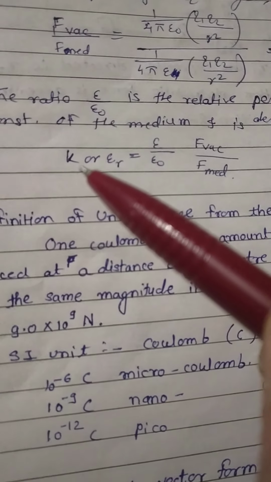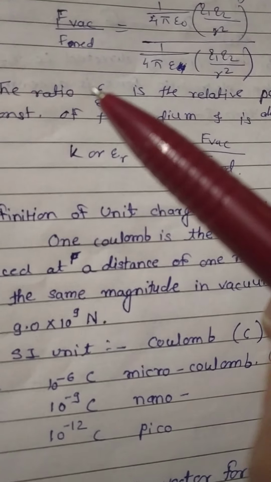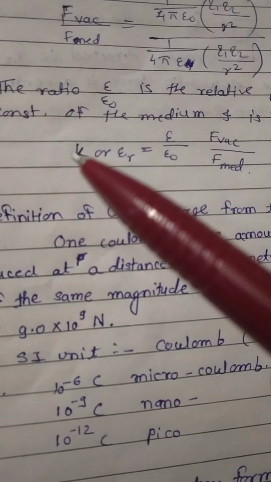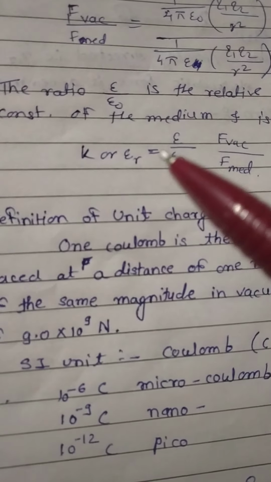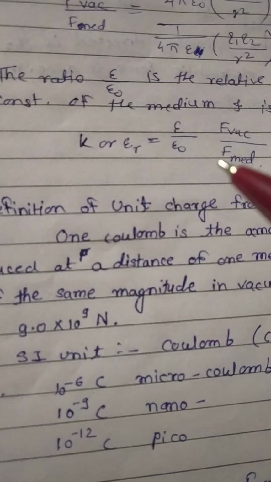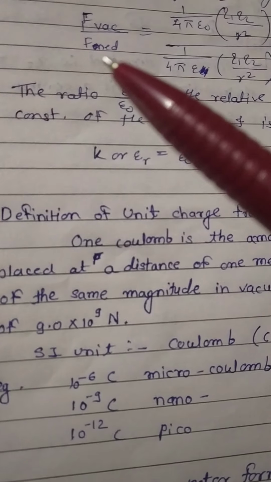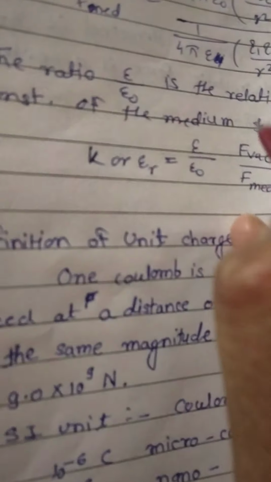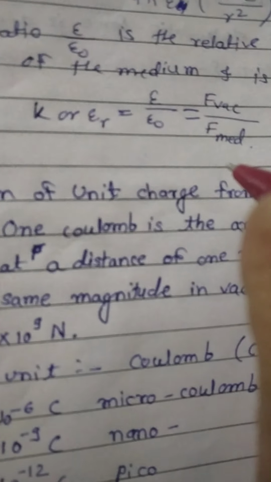So we get here what K is in scalar Coulomb's law. This proposed constant K is epsilon upon epsilon naught, also written as epsilon R. So the dielectric constant is equal to epsilon upon epsilon naught. So epsilon for F vacuum and epsilon naught for F medium. So we get this formula: F vacuum upon F medium is equal to epsilon R.